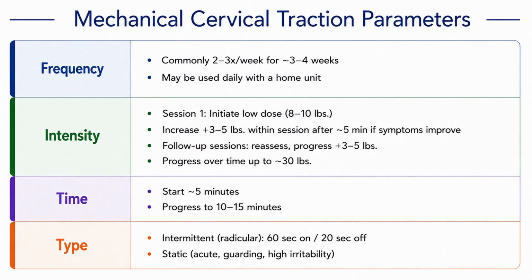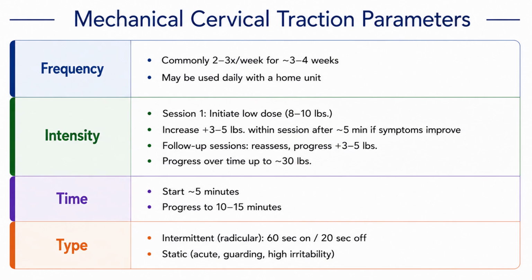Now let's walk through the key parameters for cervical traction using the FIT framework. Starting with frequency. Cervical traction is commonly applied 2 to 3 times per week for about 3 to 4 weeks. For some patients, especially those using a home unit, it may be used more frequently, even daily. Next is intensity. Begin with a low load, typically around 8 to 10 pounds. Reassess symptoms within the first few minutes.